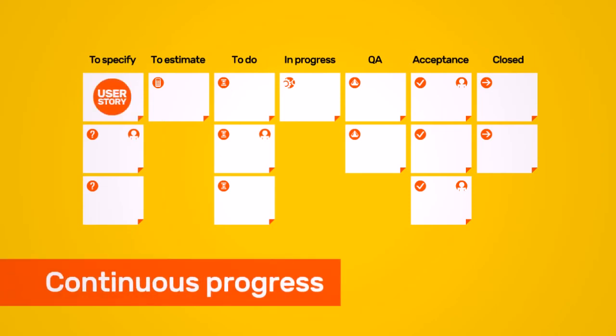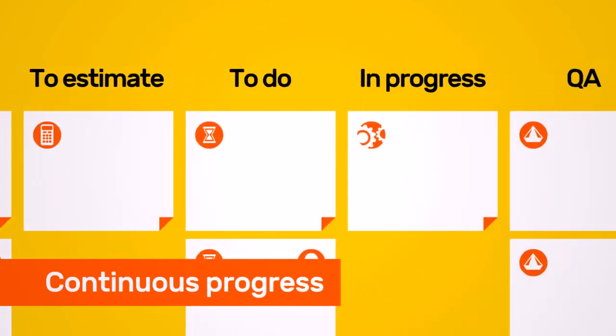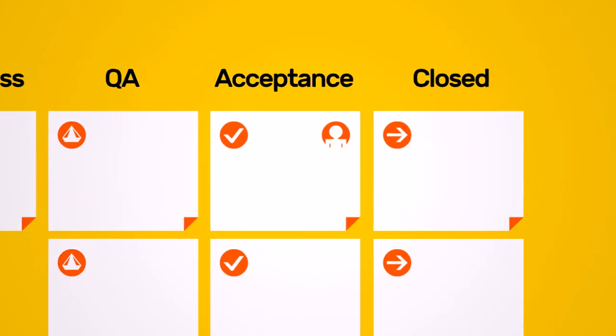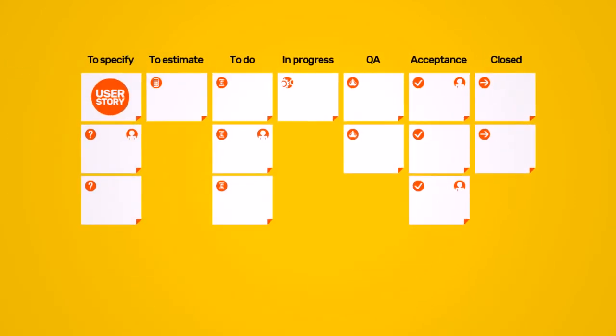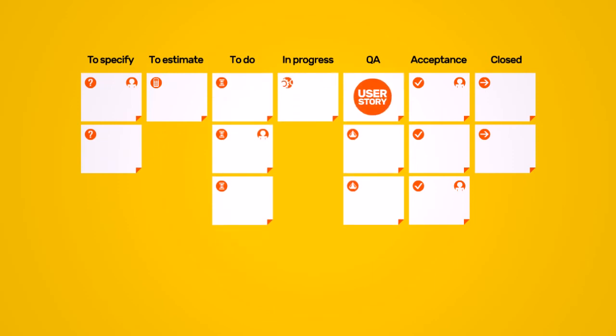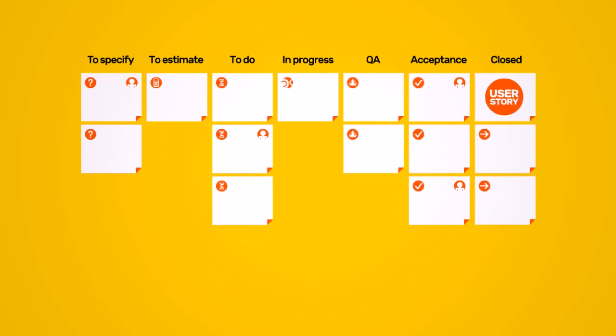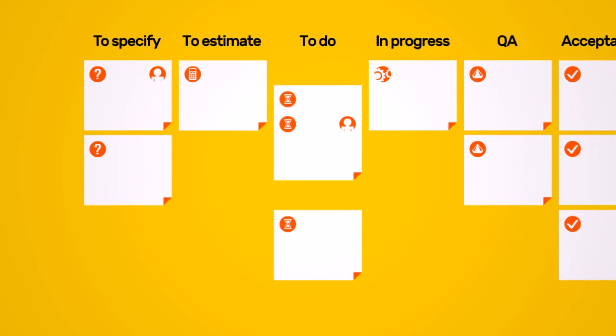The statuses of user stories are presented on Kanban boards. A board is built of columns, and each column represents one or more Nomtek standard workflow statuses and contains the cards of all user stories within these statuses. User stories progress through the columns in the same way as through a production line, from to specify, via to estimate, to do, in progress, and quality assurance, to acceptance, and finally closed. The position of the story within the column determines its priority. The higher it is on the list, the higher the priority.